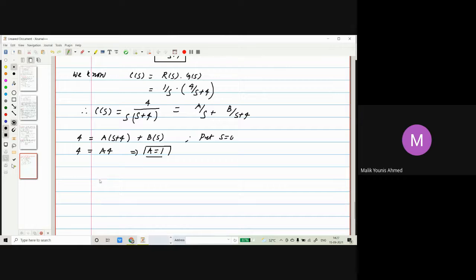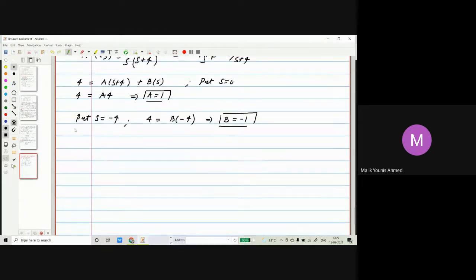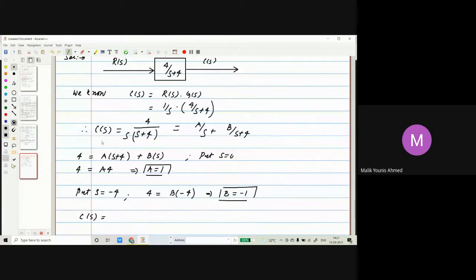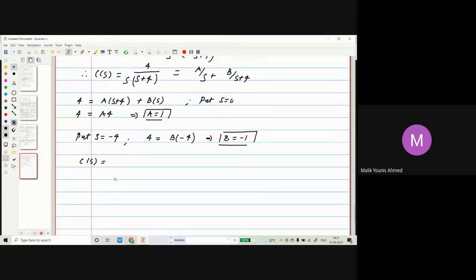The value of A we get is 1. Now put S equal to minus 4 in the above. So we get 4 equal to B into minus 4. So B will be equal to minus 1. The value of B is minus 1. Now C of S we can write by substituting these values: 1 by S minus 1 by S plus 4.